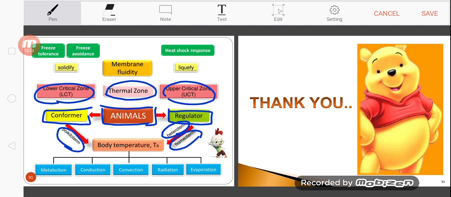So in order to maintain, relate to body temperature here. Sources of energy, metabolism. Conduction, convection, radiation can also be the source of energy. Or conduction, convection, radiation and evaporation can be heat loss.